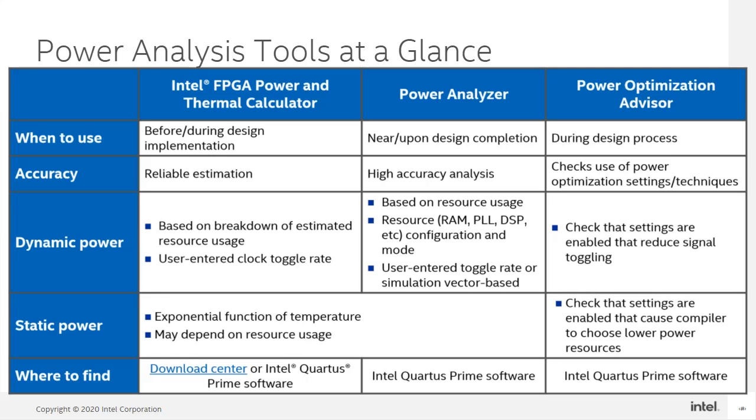Finally, the Power Optimization Advisor not only provides recommendations for improving power usage, but it checks whether its recommendations are being followed. This includes compiler settings that reduce signal toggling to reduce dynamic power usage, and settings that adjust how many and what resources the compiler selects to reduce static power usage.